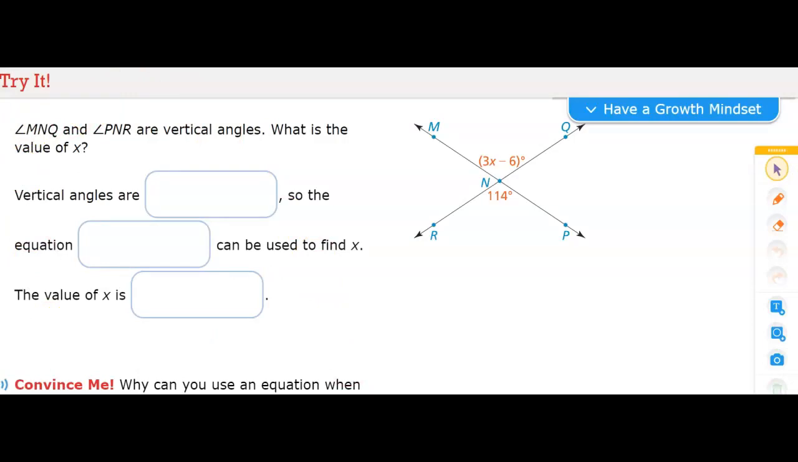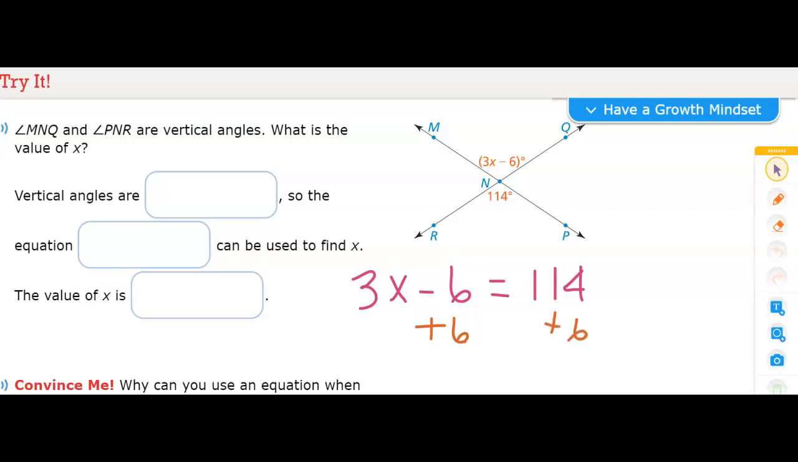Angle MNQ and angle PNR are vertical angles. What is the value of x? So we're going to do exactly what the example showed us, and we know that the vertical angles are equal to each other, so we're going to write these equations as equal to each other, and then we're going to solve for x. So now we're going to add 6 to both sides here. It cancels, then we're left with 3x is equal to 120. And then we need to divide by 3 on both sides.